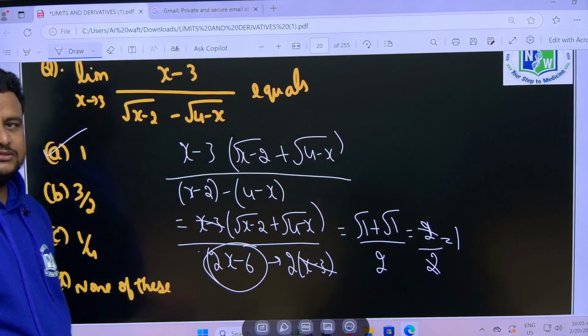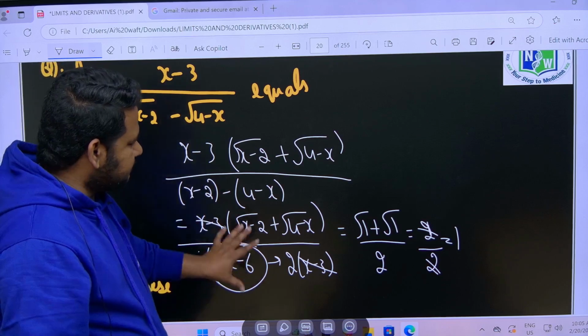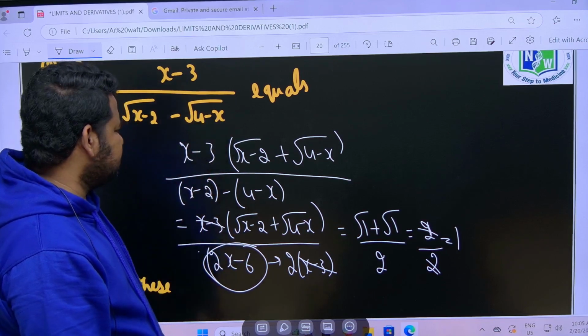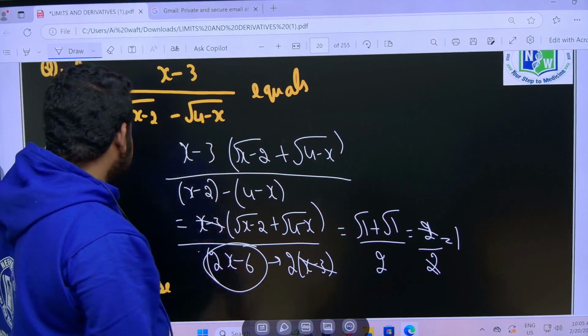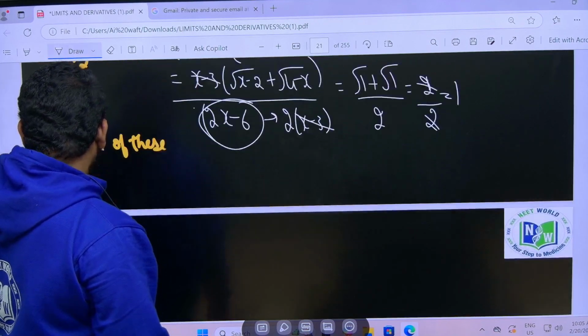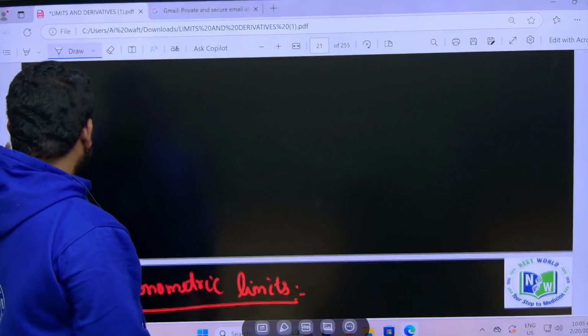Got it friends? This is how you rationalize. I have written this many steps for your understanding. Otherwise, we can directly solve it in two steps, even in the first step itself. Got it friends? These we solve based on rationalization.